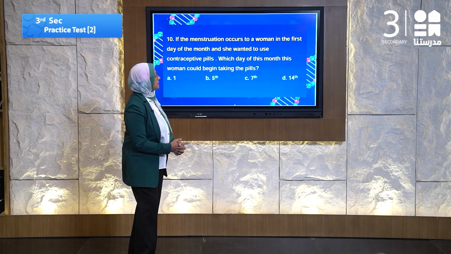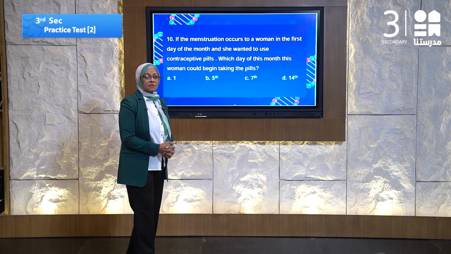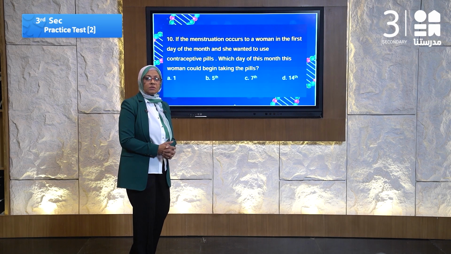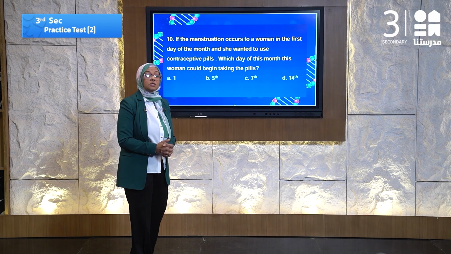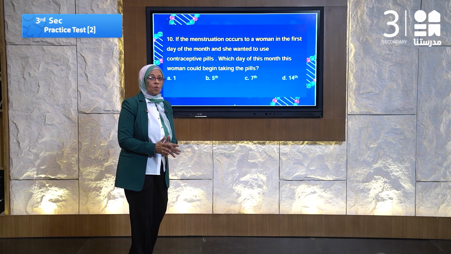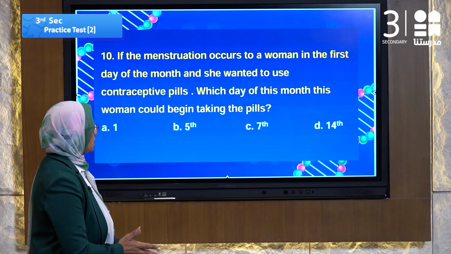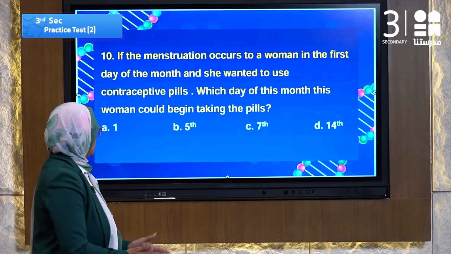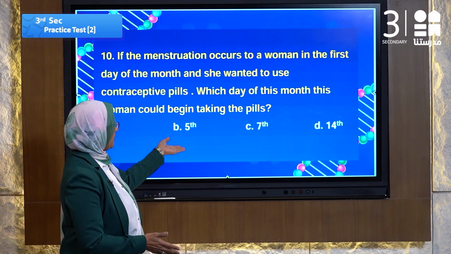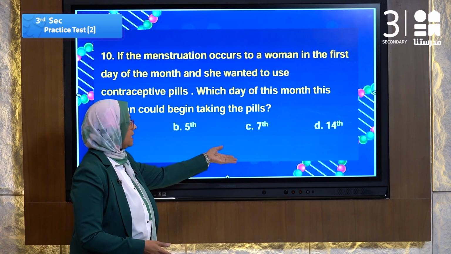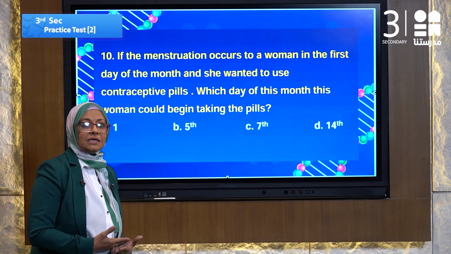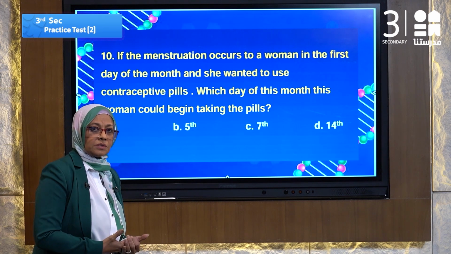What do the contraceptive pills do? They consist of synthetic hormones, progesterone and estrogen. They stop the menstrual cycle, but it has a day. Which day must we choose to start these pills? The choices: A, 1st; B, 5th day; C, 7th day; D, 14th day. Which day is suitable for the hormone pills?